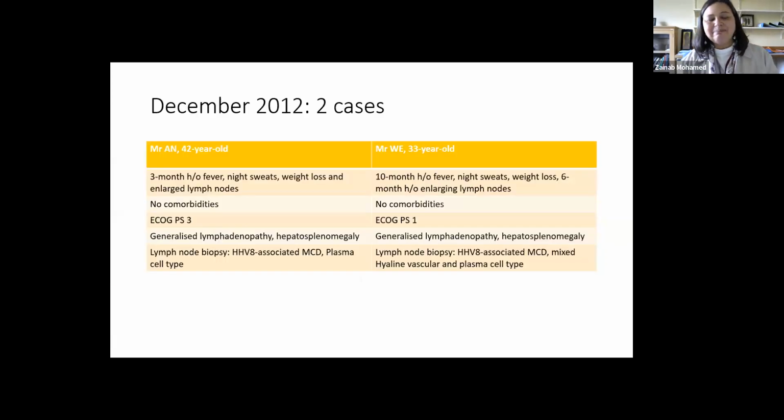They presented, interestingly enough, I don't know why things always happen in 2s and 3s, you could probably relate. We saw these 2 cases in December of 2012.